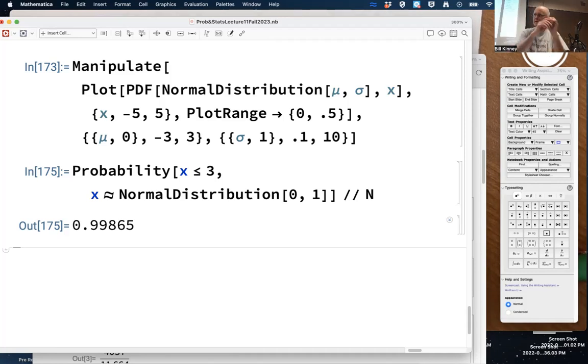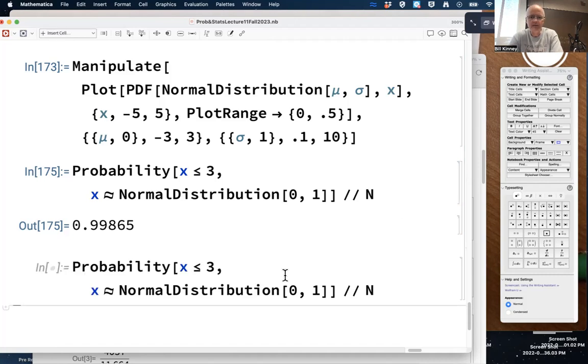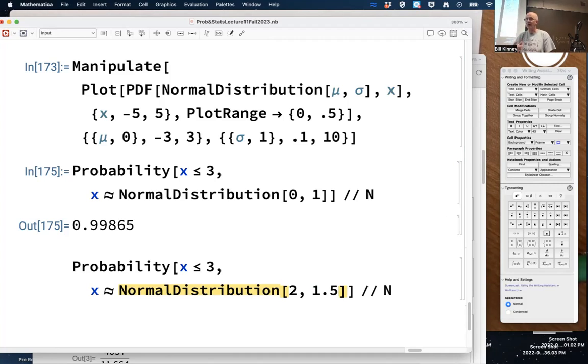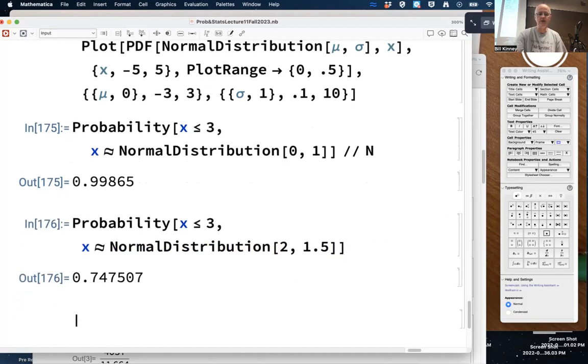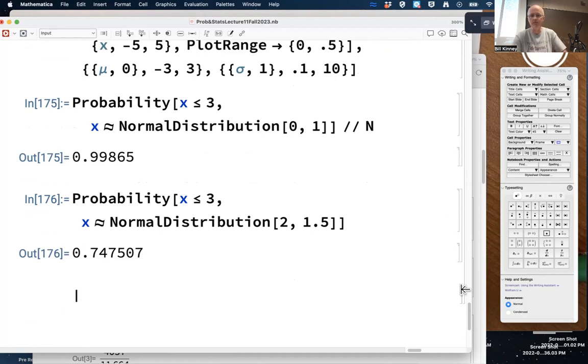Graphically, you're at the tail end of the distribution. Almost the entire area to the left of 3 is going to be close to 1. And I can do that for any mean and any standard deviation. Say the mean is 10. Well, let's pick something else, 2. And the standard deviation is 1.5, which would mean the variance would be 1.5 squared. And actually, if I got a decimal in there, I don't need the /N. It'll do an approximation, about 0.74.